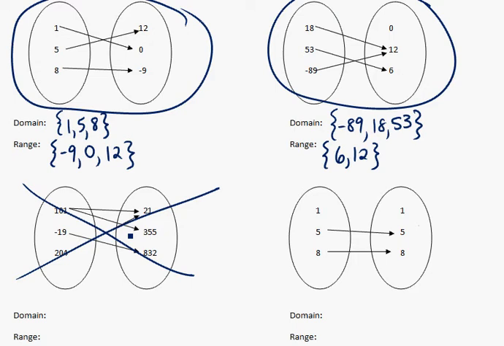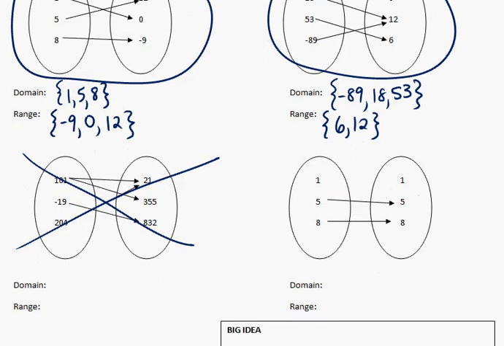I can still list the domain and range if I want to, even though it's not a function. The domain is my set of inputs, -19, 101, 204. And my range is my set of outputs, 21, 355, 832.